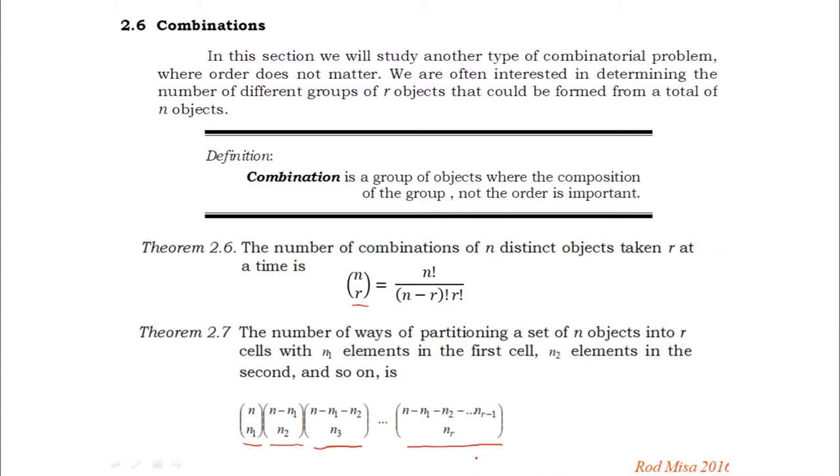Or equivalently, we can use this formula, N factorial divided by N sub 1 factorial times N sub 2 factorial, times and so on and so forth until the last cell, which is given by N sub R factorial. Now, let's proceed to our illustrative examples here.